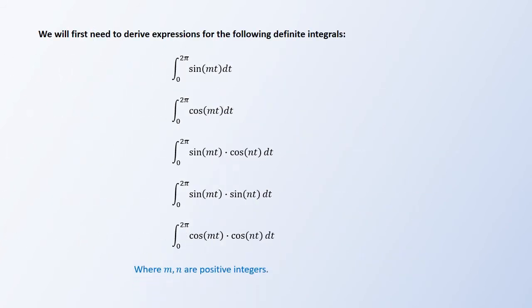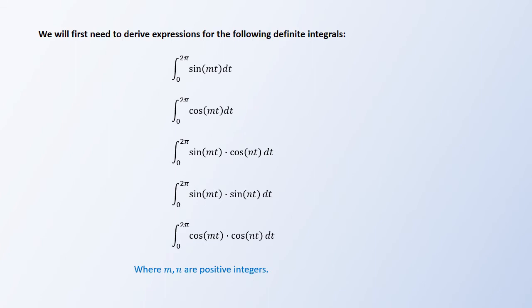Okay, so before we start, in this presentation, we're going to need 5 different definite integrals, and they look like this. The integral from 0 to 2 pi, so we're going to be integrating across one wavelength of this waveform, of the sine of some number times t dt, the integral of the cosine of mt dt, the integral from 0 to 2 pi of the sine of mt times the cosine of nt, and they may or may not be the same number, and we'll look at that as we go along.